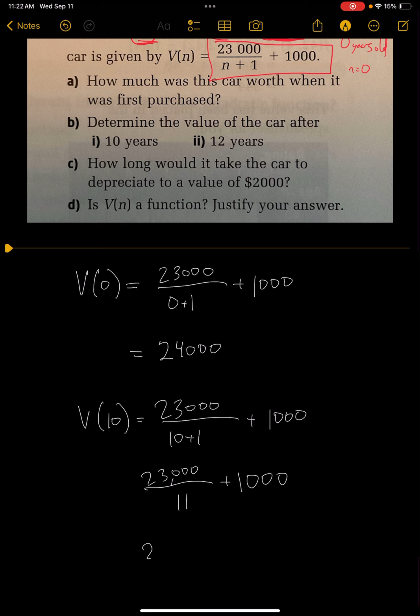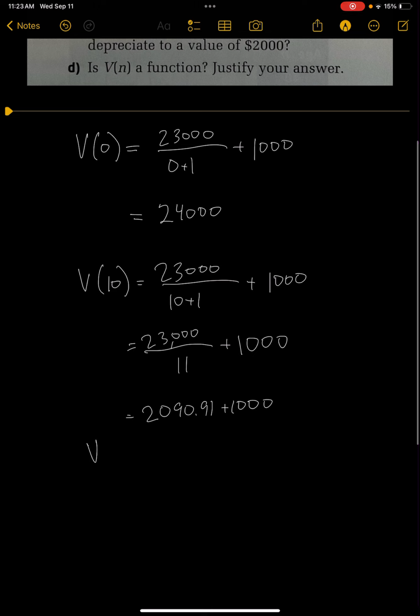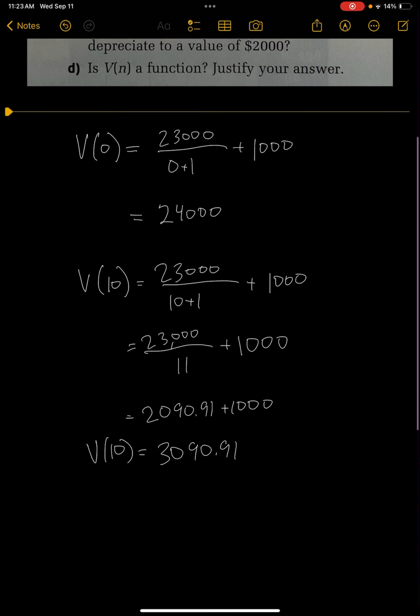So the answer is 2,090.91 plus 1,000. So V at 10 is equal to approximately 3,090.91.